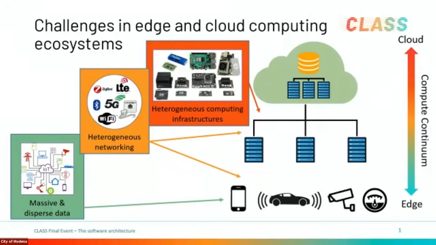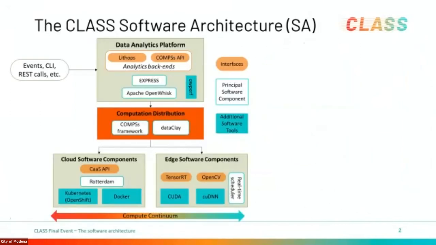So this is the novelty that is introduced by CLASS, by the CLASS software architecture. I will just do a very quick overview of the whole picture of the CLASS software architecture. Here you can see the different components that have been already presented by my colleagues. First of all, we have the data analytics platform that has been presented by Aleth with the serverless framework of Nuclio and OpenWhisk, and the different analytics backends that are supported. For example, the MapReduce-based Lithops and the task-based COMPSs API that I will present later.